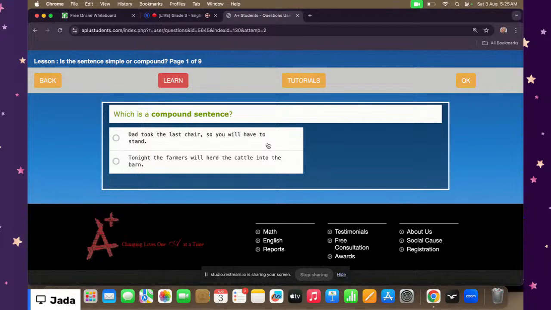What is your answer here? What's the right answer here? The first one. Okay, the first one, because the first one has the comma and is joined by the conjunction, so.